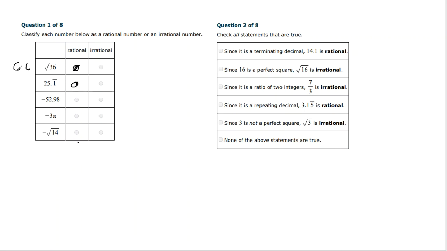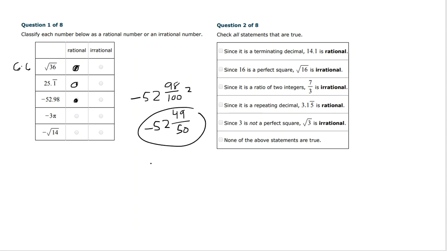This is a terminating decimal. Terminating decimals are considered rational. Okay, so if the decimal ends or repeats, we would say it's a rational number. This number right here, negative 52.98, can be written as a fraction. It would be negative 52 and 98 hundredths. So remember, to write a decimal as a fraction, you say it and then you write it. And then we could simplify this. 2 goes into 98 49 times. 2 goes into 100 50 times. So as a fraction, negative 52.98 is negative 52 and 49 fiftieths. Okay, it can be written as a fraction, so we would say rational.